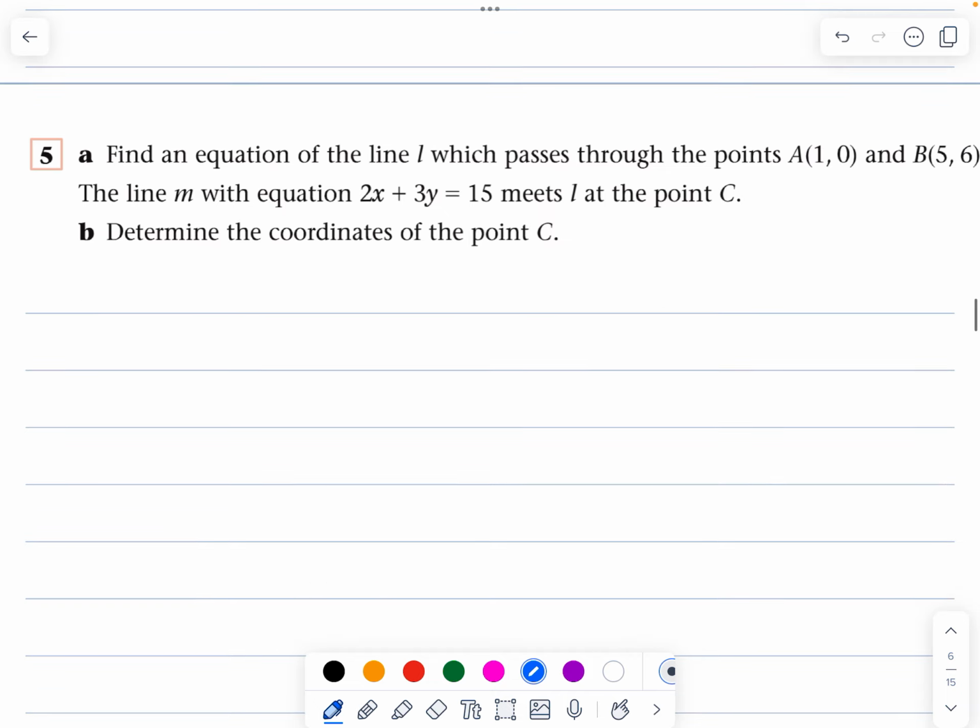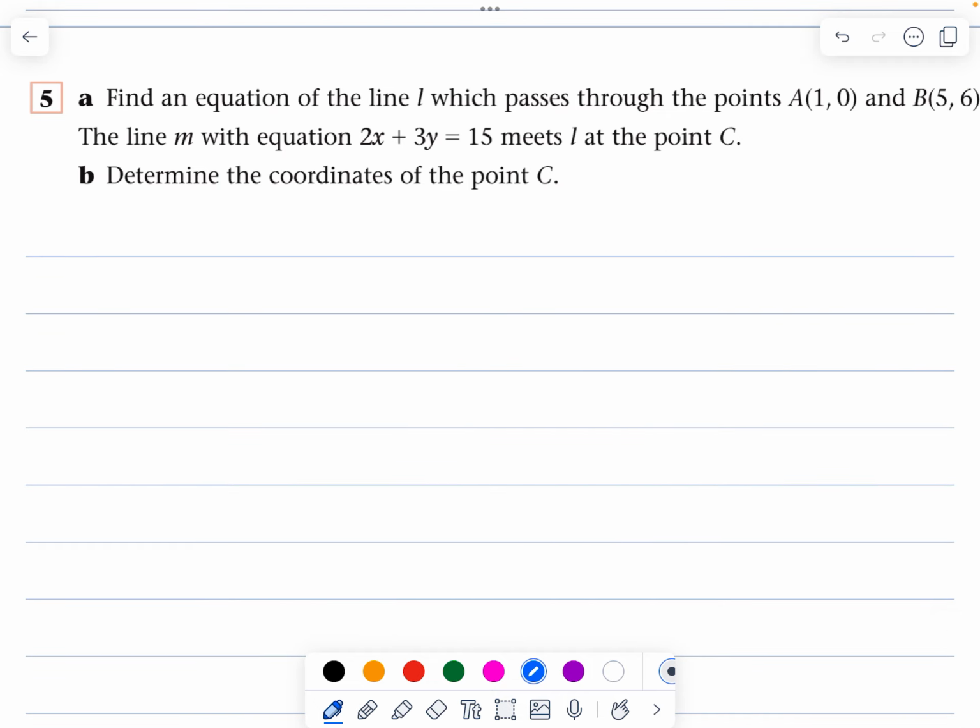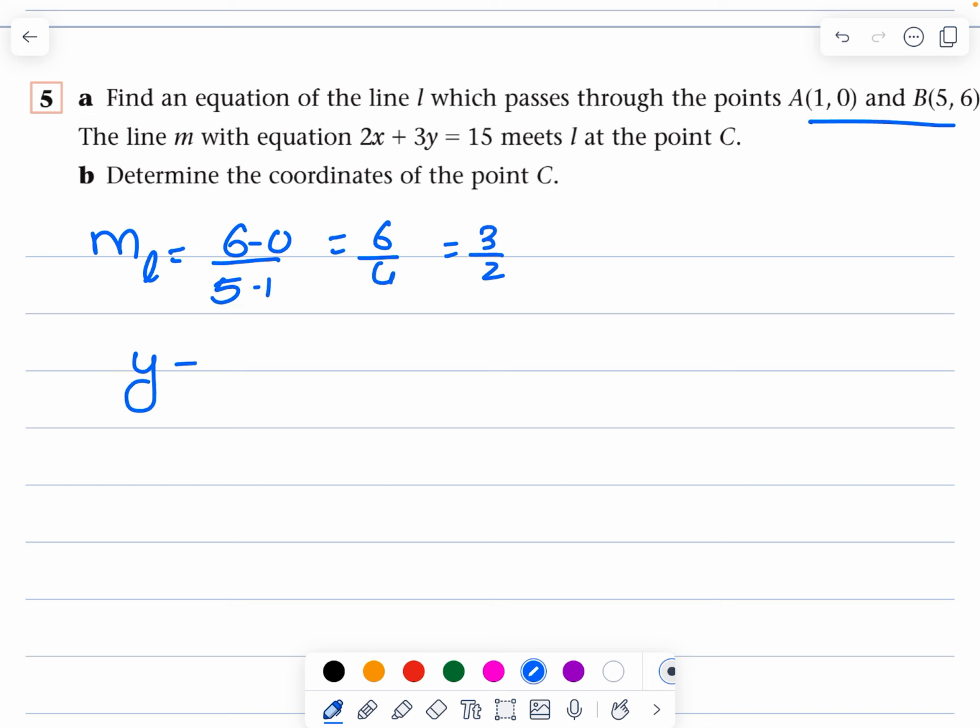Question number 5. Find the equation of a line L which is passing through (1, 0) and (5, 6). So first find the gradient of line L. y2 minus y1 by x2 minus x1, 6 upon 4, which is 3 upon 2. So the equation will be y minus 0 equals 3 upon 2 times x minus 1. So y equals 3 upon 2x minus 3 upon 2.